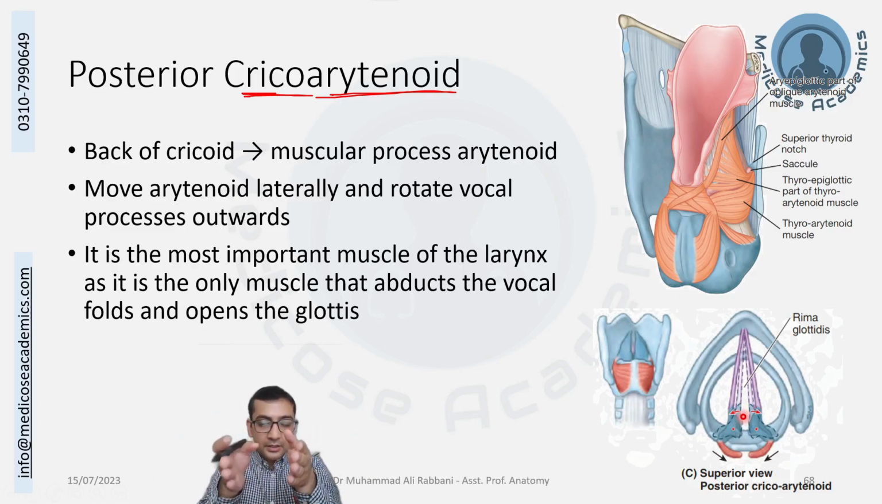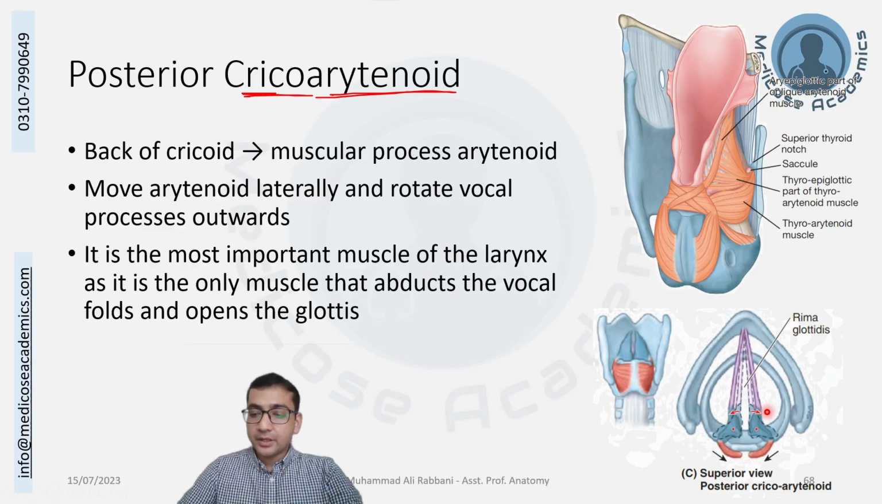The muscular process goes back, and the anterior vocal processes go laterally, and we are now doing the abduction of the vocal cords. It is leading to the opening of the vocal cords, the opening of the glottis in a diamond shape.